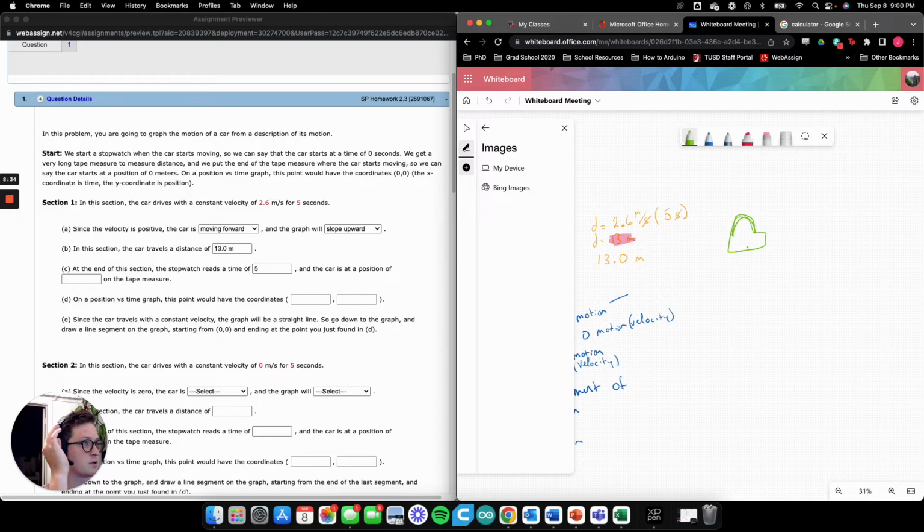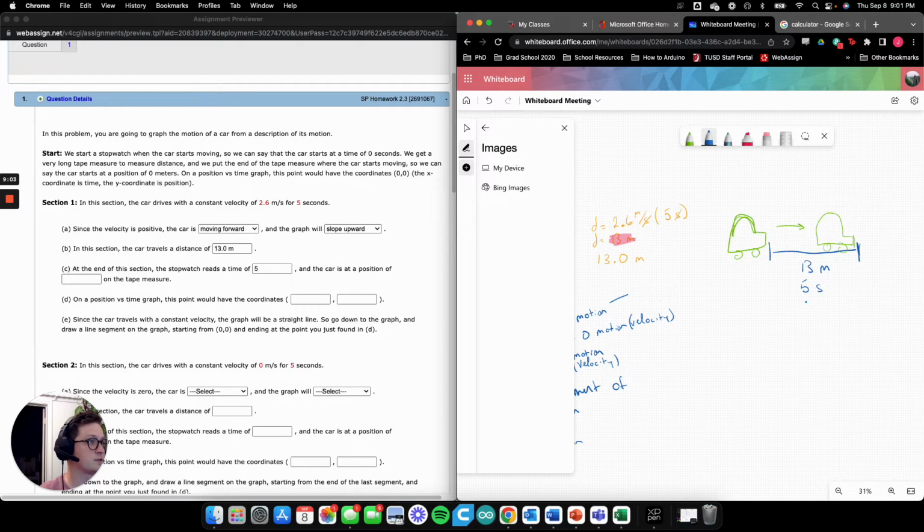This is a car. Okay, so the car started here at 0 seconds. It went all the way over here. It went 13 meters away. When this car got over here, the car moved from here to there. It moved 13 meters.